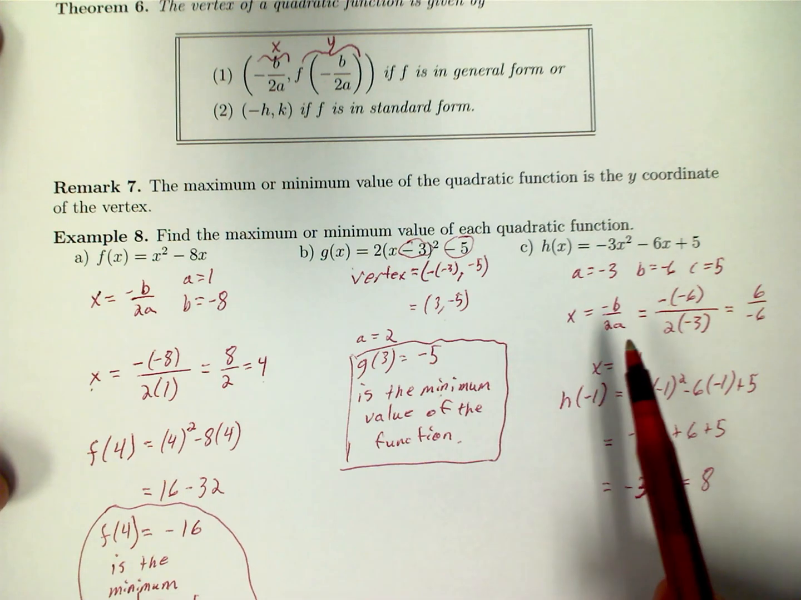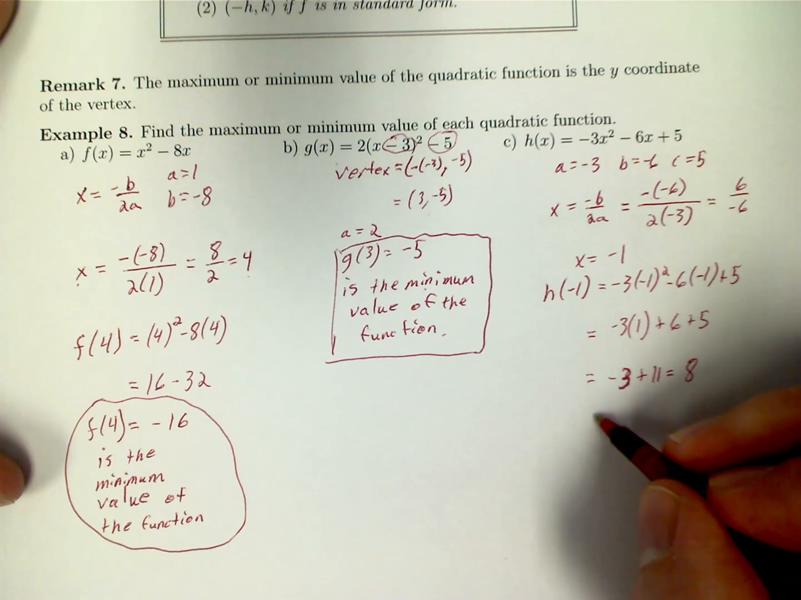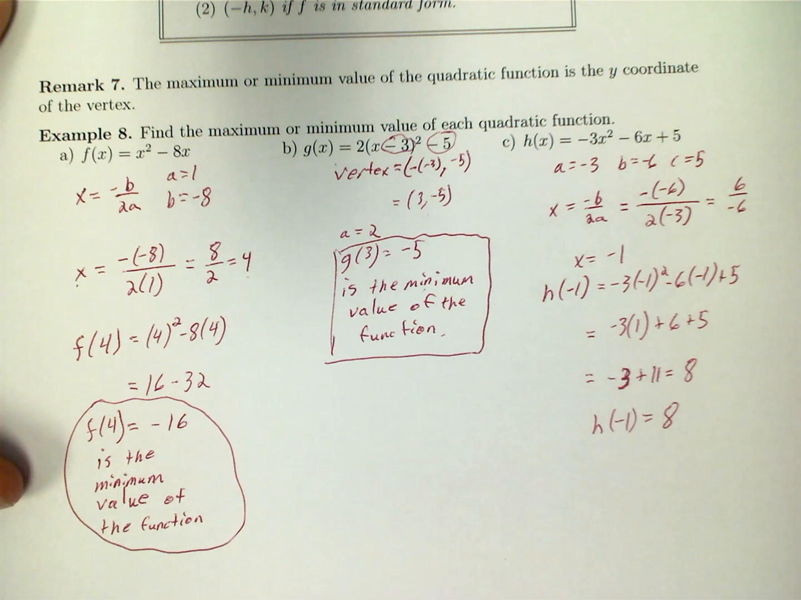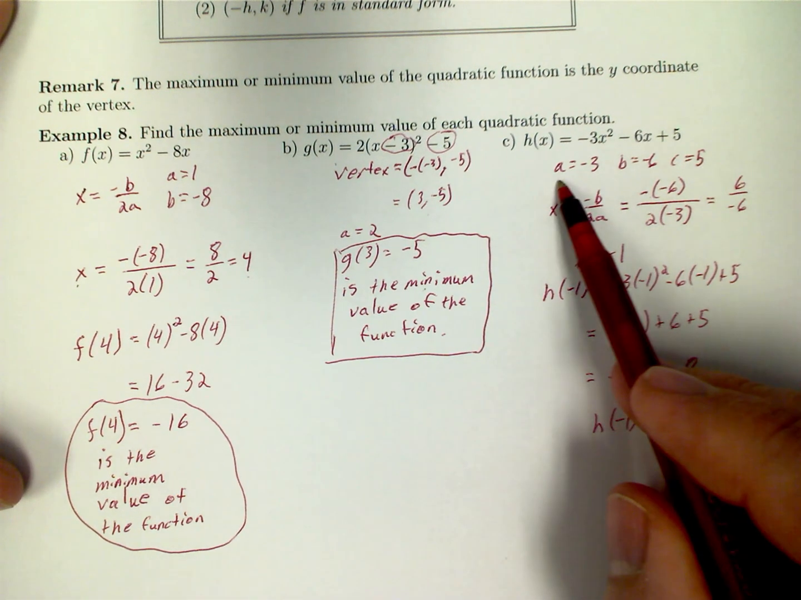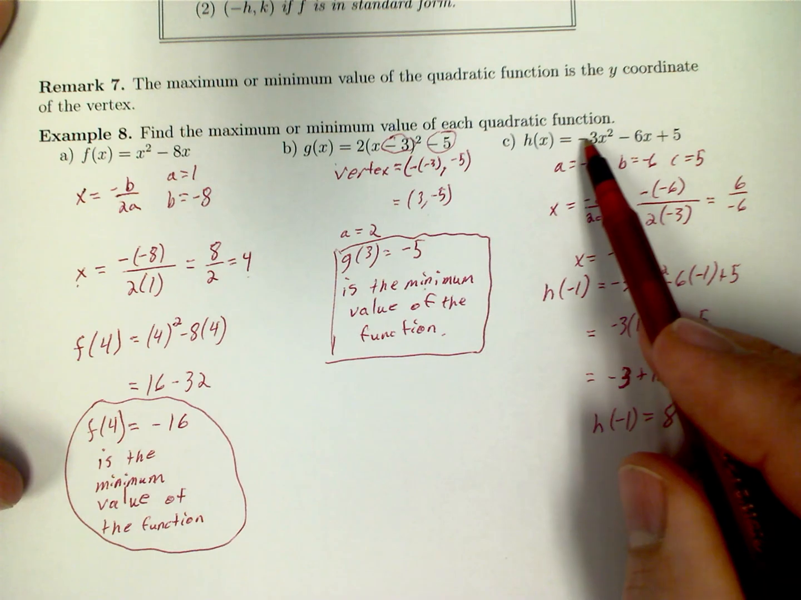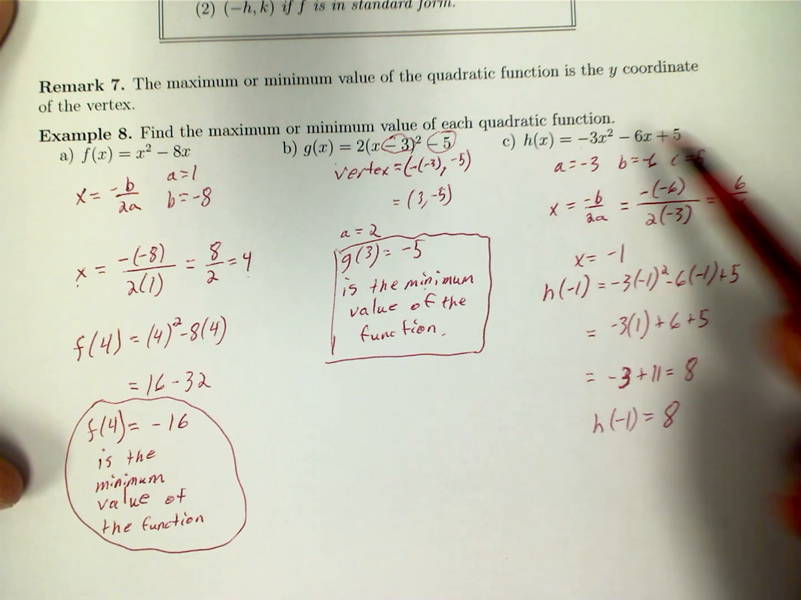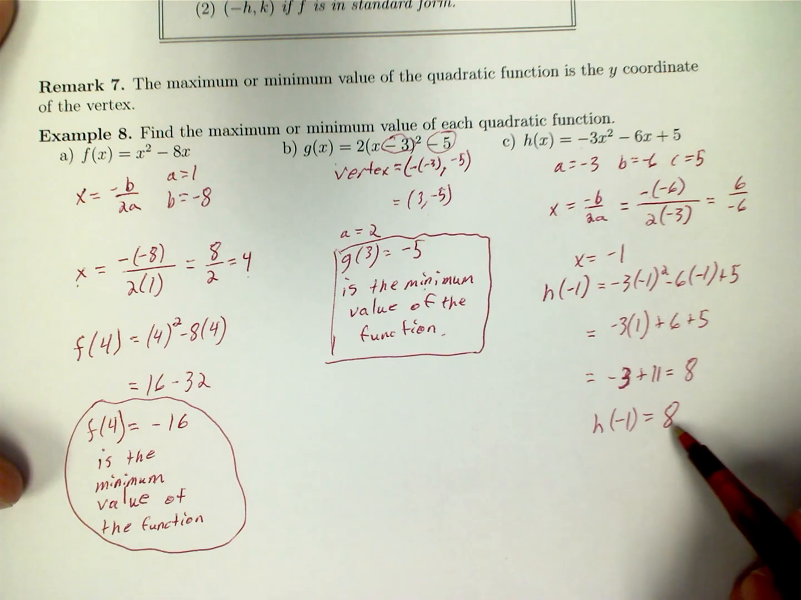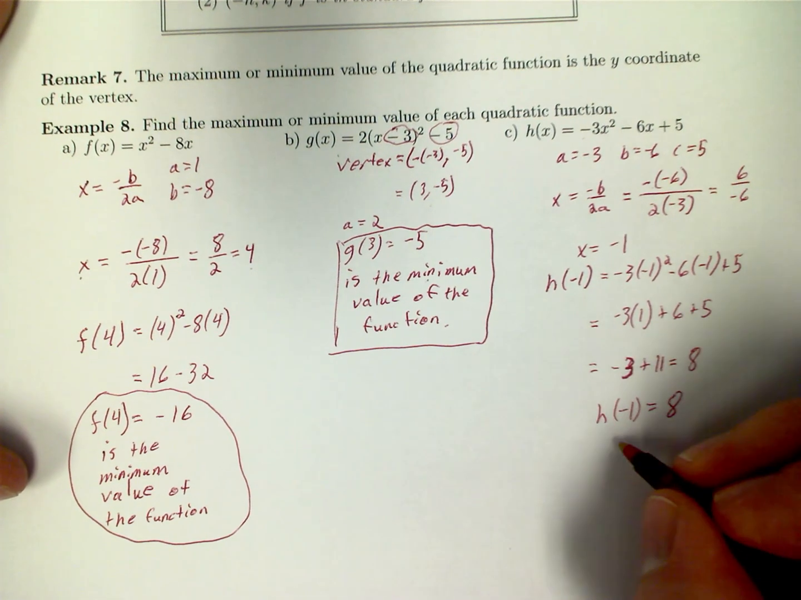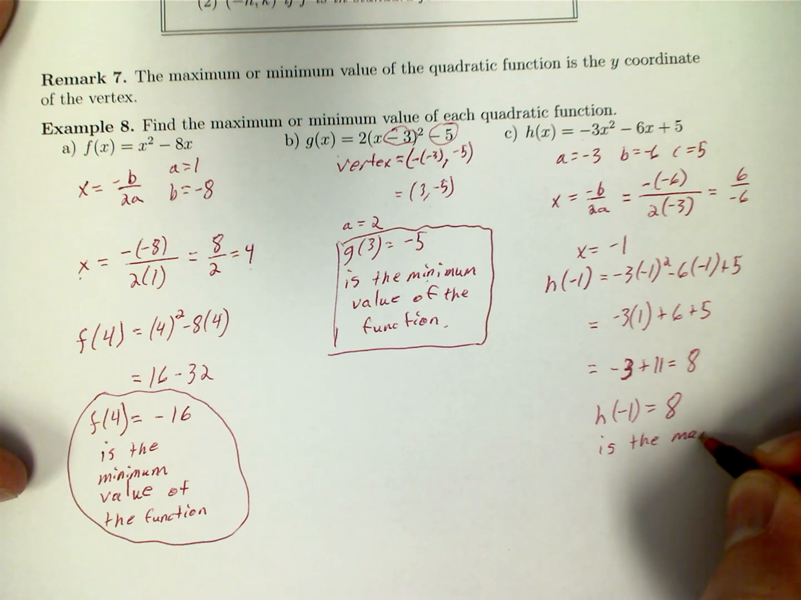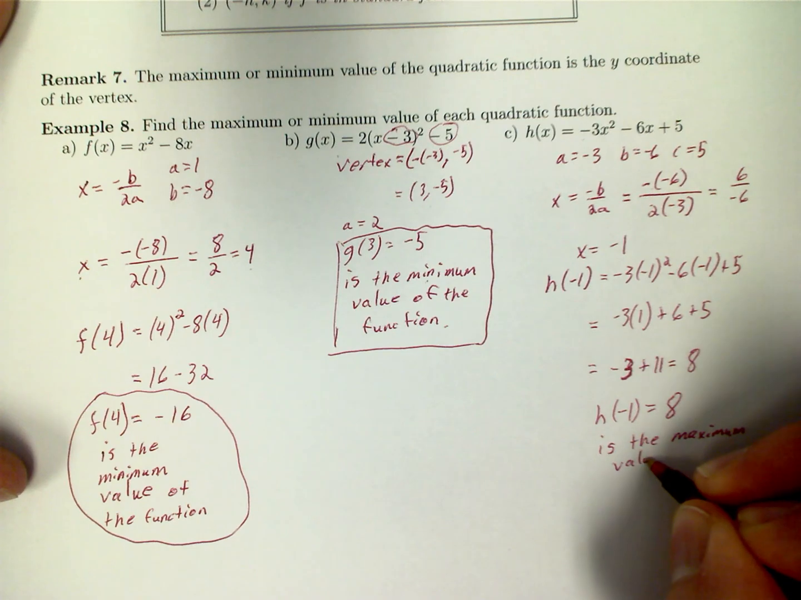Now, we know h of negative 1 is 8, and we know 8 is either a minimum or maximum. Which one is it? Well, a is negative 3, so that means we had that flip over, that gave us a reflection. So since it's negative, that means that 8 is a maximum. So 8 is the maximum value of the function.